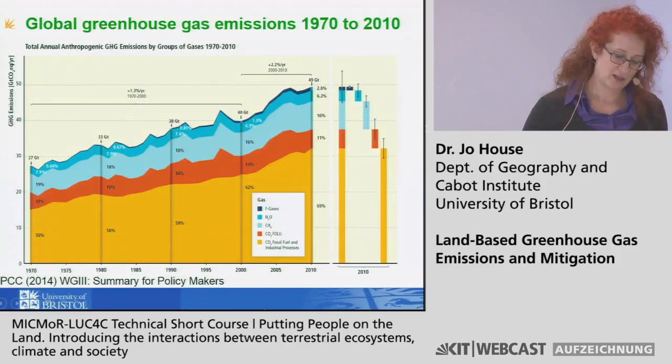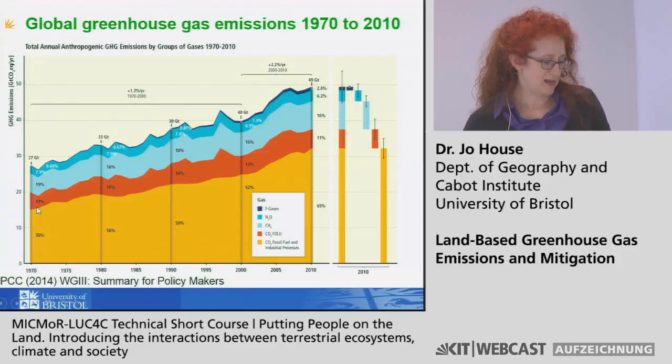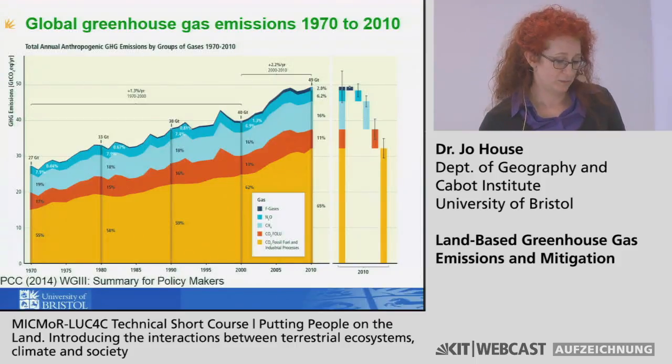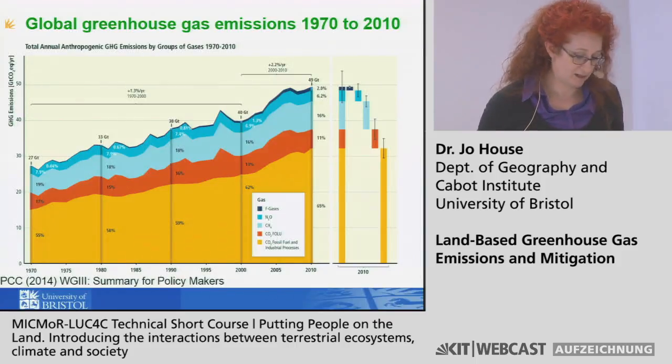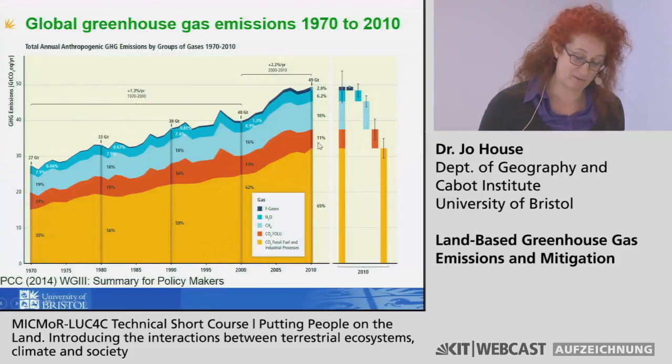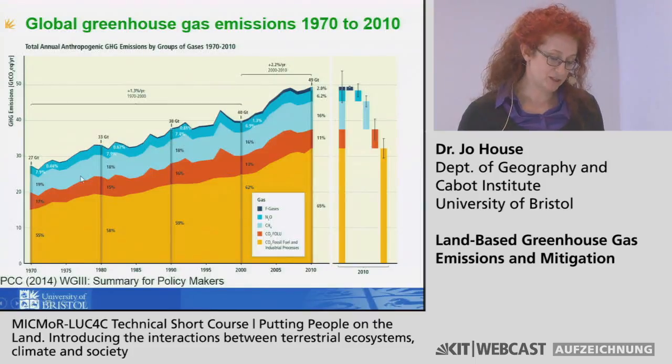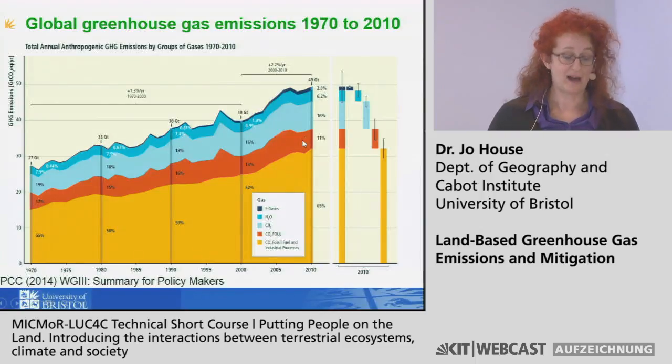Some key things to pick out here. Back in the day, in 1970, land cover change CO2 emissions were responsible for about 17% of emissions, and now it's about 11% of emissions. They've not changed dramatically, but it's because the fossil fuel emissions have gone up so much. In fact, the CO2 emissions from land cover change is the only sector where emissions have gone down in the last decade compared to the previous decade.